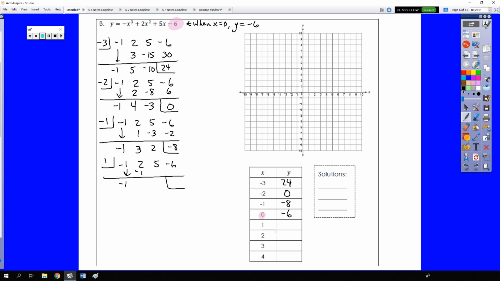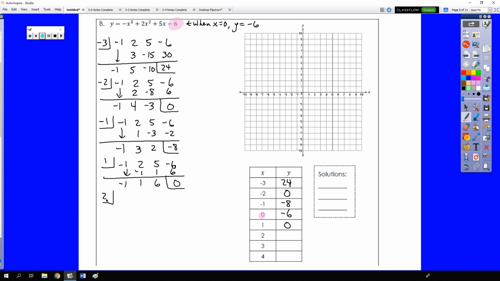Okay, let's try that again. Bring that negative 1 straight down. Multiply by 1 would be negative 1. Add down would be positive 1. 1 times 1 is 1. Add down would be 6. 1 times 6 is 6. Add down, we should have had 1, 0.